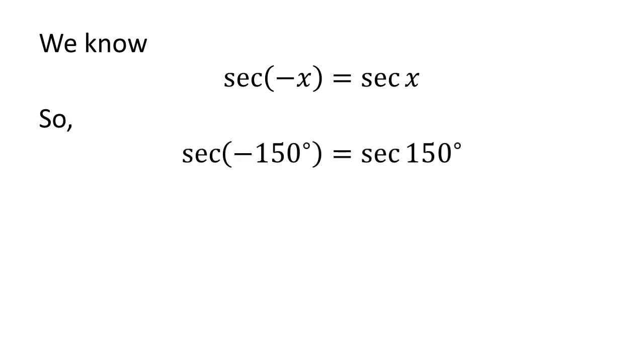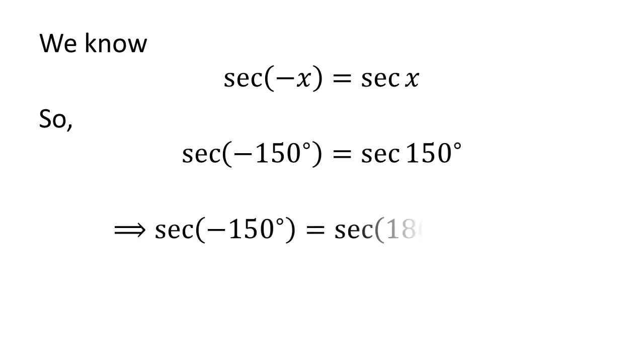Let us apply the above identity for secant of minus 150 degree. Here x is 150 degree. So secant of minus 150 degree is equal to secant of 150 degree. As 150 degree is equal to 180 degree minus 30 degree, so secant of minus 150 degree is equal to secant of 180 degree minus 30 degree.